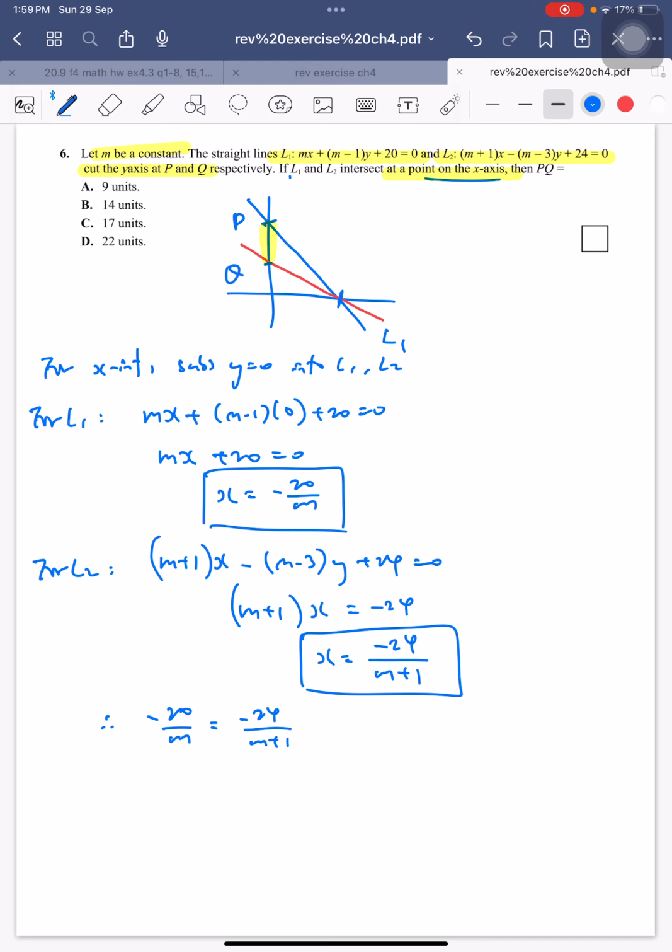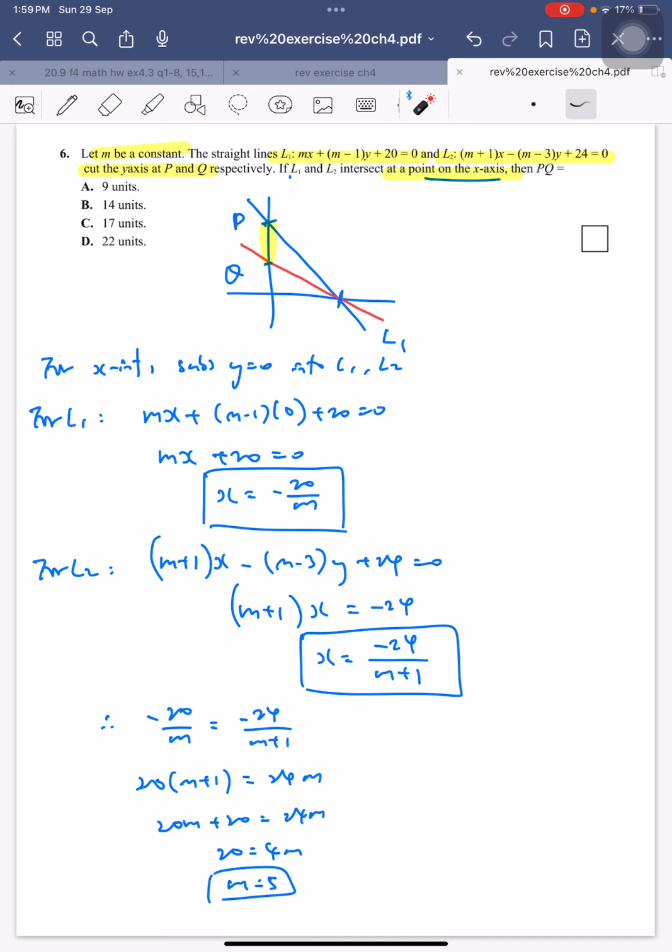Now I use cross multiplication, and because both sides are negative, it becomes positive. I have 20 times (m plus 1) equal to 24 times m. 20m plus 20 equal to 24m. So now I have 20 equal to 4m, so m should be equal to 5.